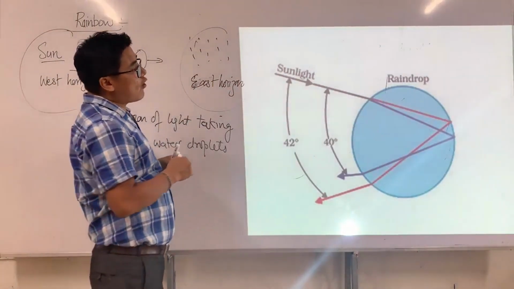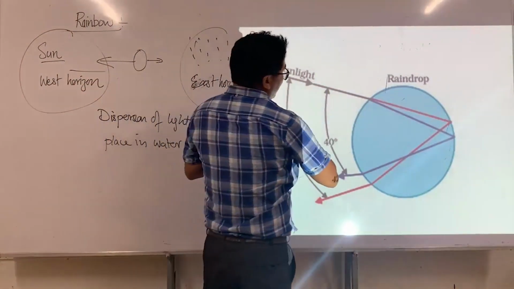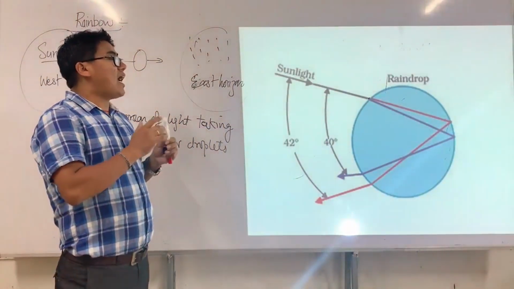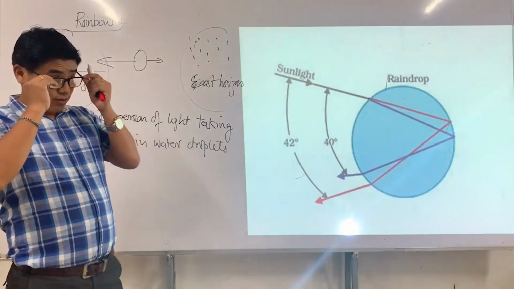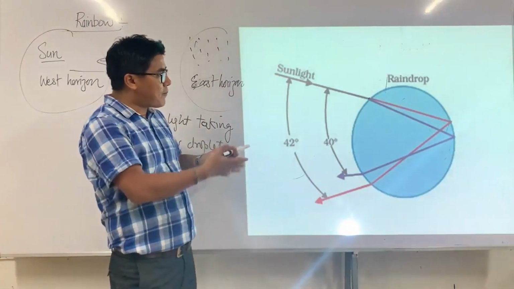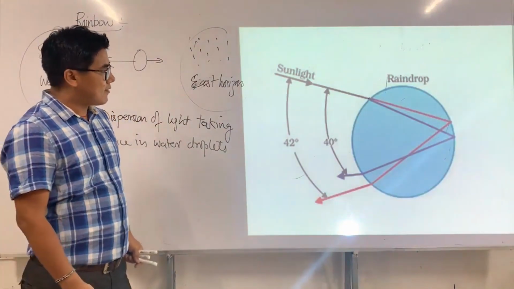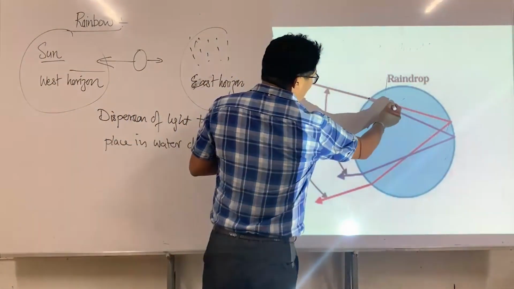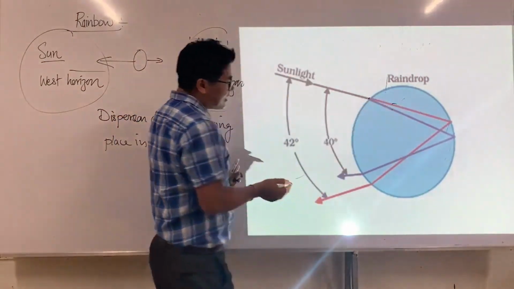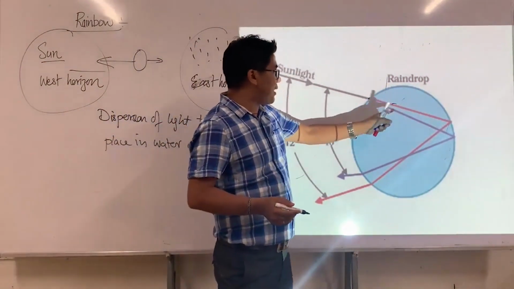When sunlight falls on the water droplet, the sunlight undergoes refraction, and that is what we call dispersion. Why? Because splitting of light takes place. This is going to be the least bending, and this is going to be the maximum bending. This is red, and this is going to be violet.